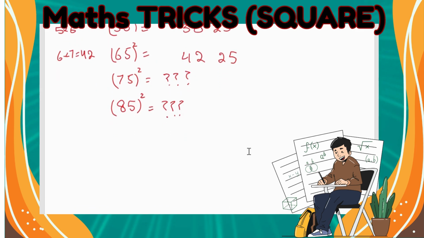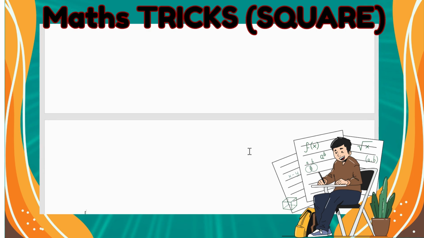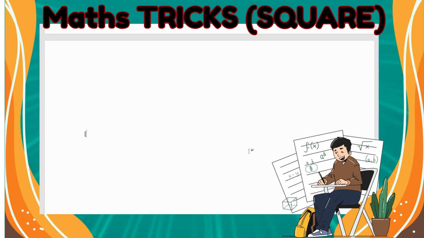These numbers are quite simple. Let me show you what to do if the numbers are not ending with 5. Which trick are we going to use for this one? Okay, let's choose a number here. We're going to choose 48 square. What is the trick to solve this one? We're going to look at the first number. The first number is 4 and the last digit is 8.